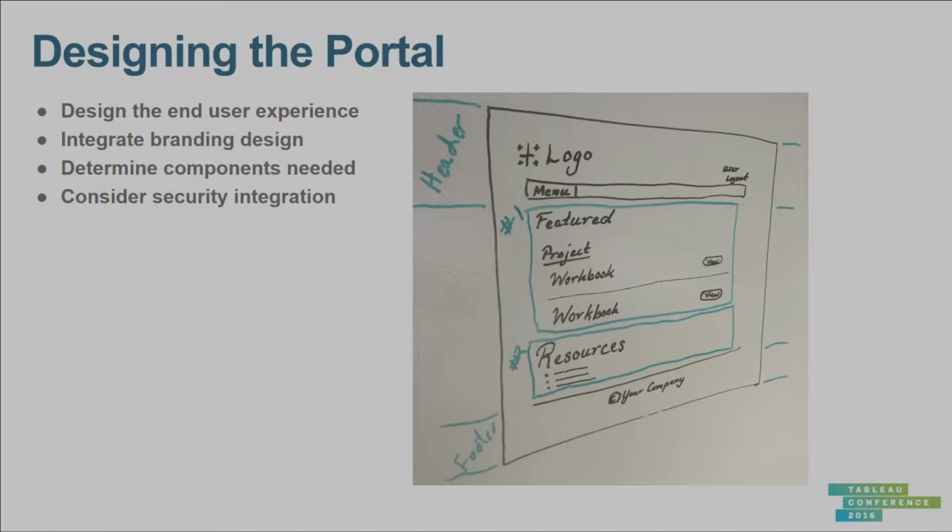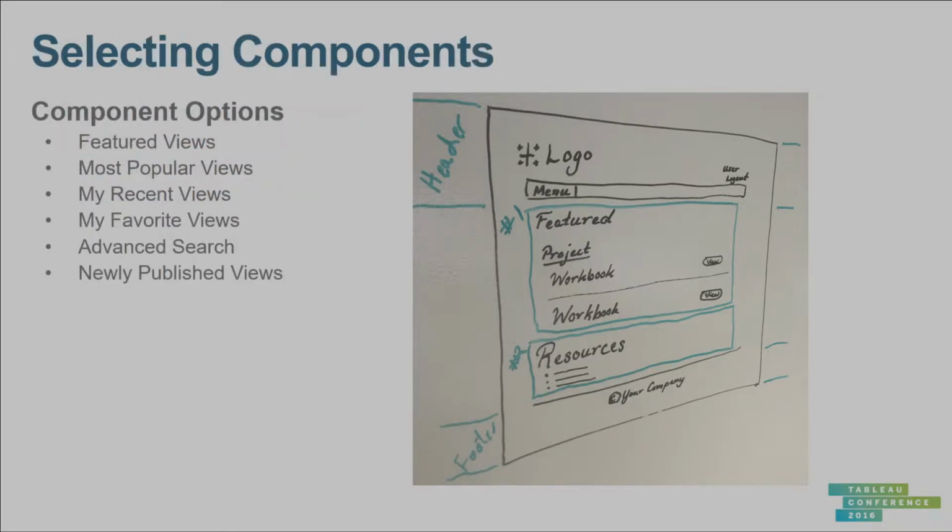Then the center area, where you see the 2 green boxes, is really about components. You want to think about different components that you can put in there. Featured items and resources are what we put onto this portal, but people will put other content on there as well. The last thing that you're going to consider is your security integration. If you have a single sign-on experience, you can have something like SAML. The example we used is just a basic username and password prompt, and people log in. We're using Tableau's built-in user security. So those are the high-level steps of what you want to think about.